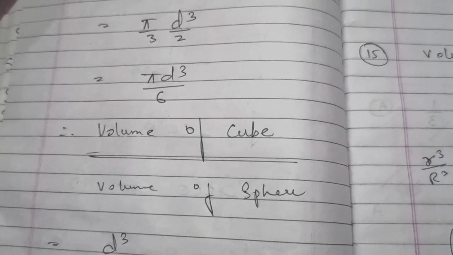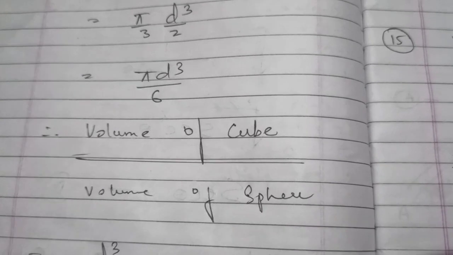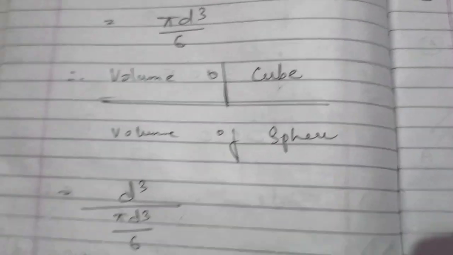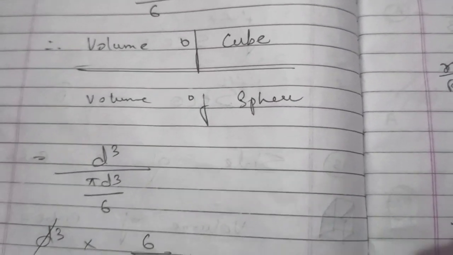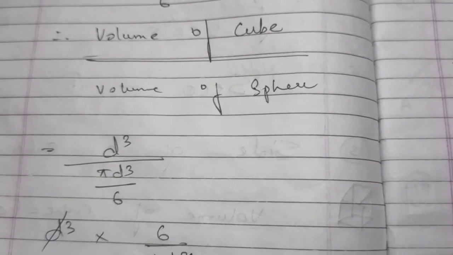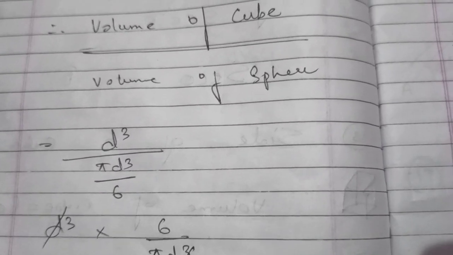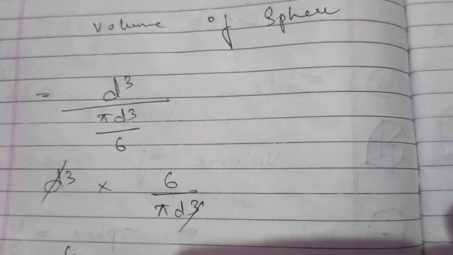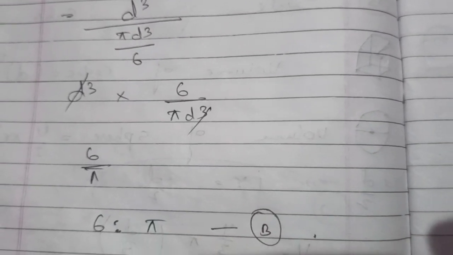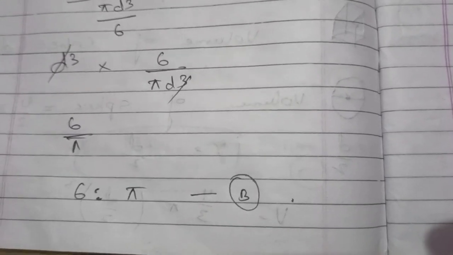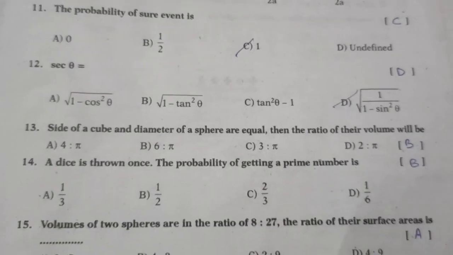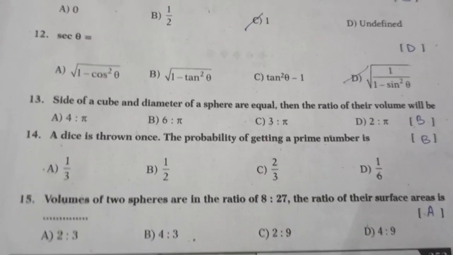Now for the ratio we have to divide both volumes: volume of cube by volume of sphere. Volume of cube is nothing but d cube, as already mentioned on the previous page, and volume of sphere is pi d cube by 6. This will be reciprocal and it will become 6 by pi d cube. D cube will get cancelled. 6 by pi, it means 6 is to pi, 6 ratio pi. So here is option B. We have to check option B. 6 is to pi, that is option B. Clear? Next, 14th one.